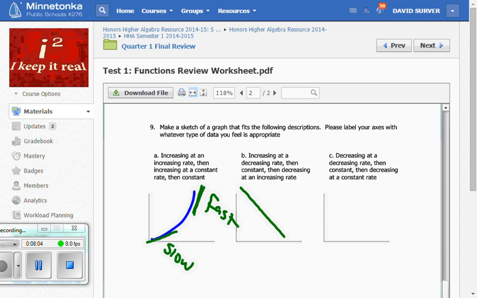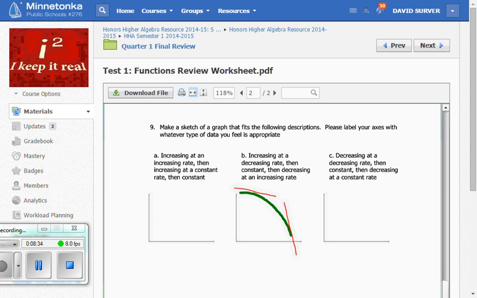Here's decreasing at a constant rate. Here's decreasing at an increasing rate, because it starts out slow and ends up very steep and very fast. It's decreasing at an increasing rate because it starts slow, ends fast. That's why it's an increasing rate, but it's decreasing because it goes from up to down.